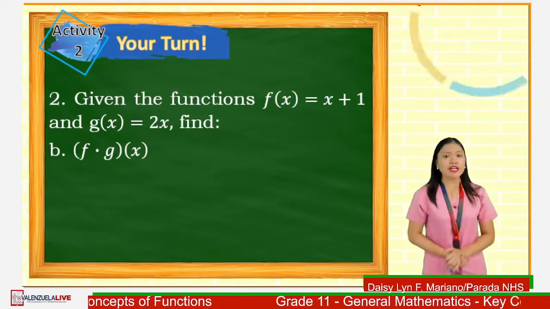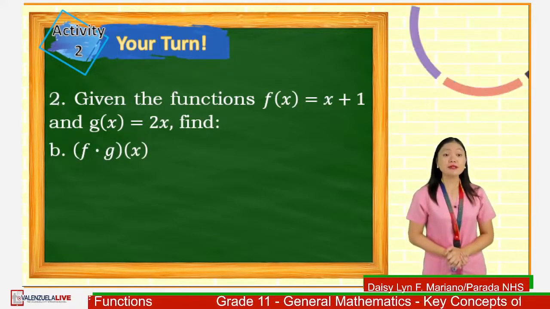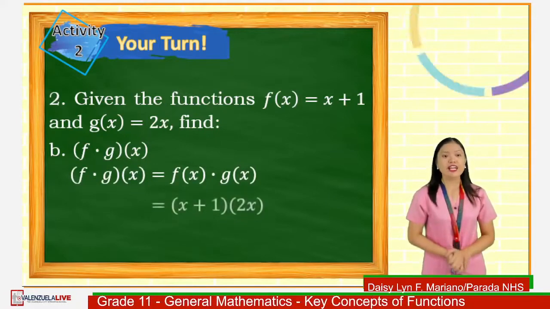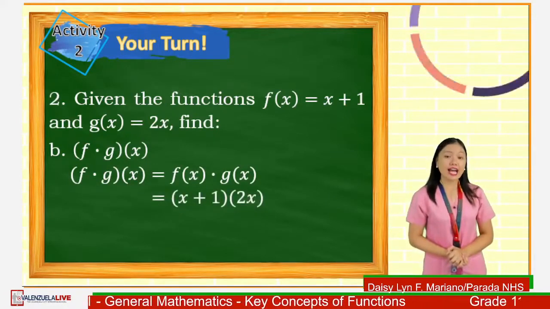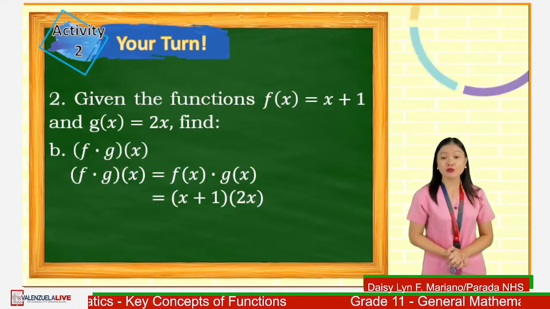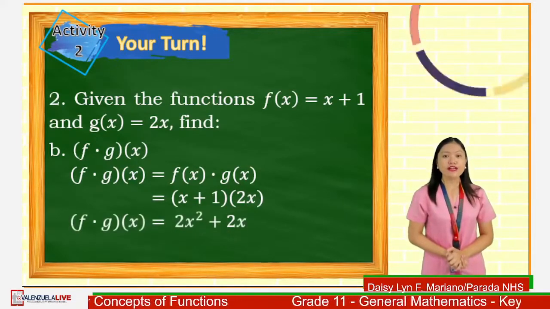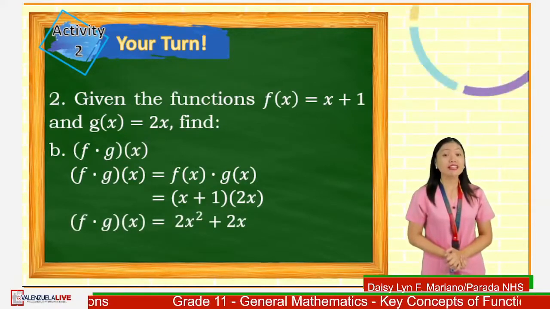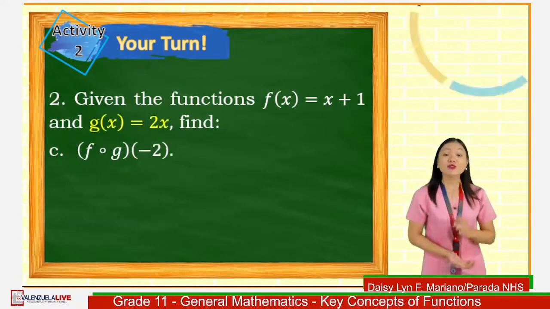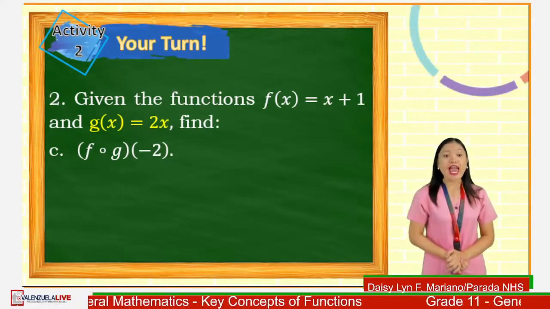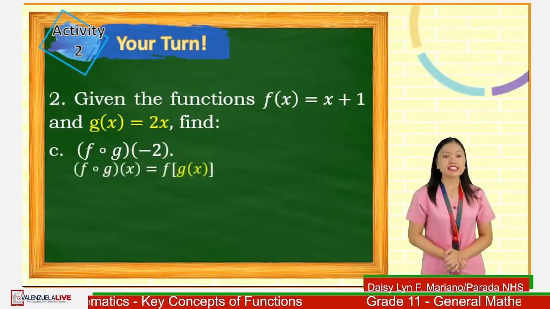To get the product of the two functions, simply multiply f of x and g of x. That is quantity x plus 1 times 2x. Apply the distributive property and we will get f times g of x is equal to 2x squared plus 2x.